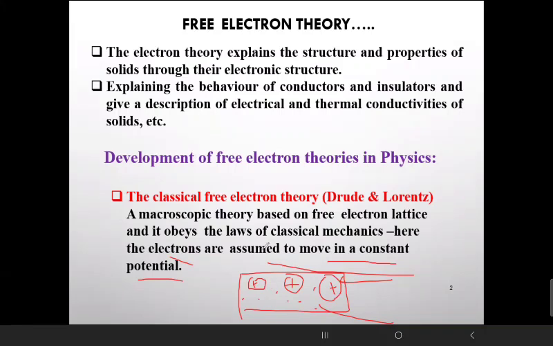Free electron theory can be useful to verify Ohm's law, electrical and thermal conductivities, as well as optical properties of metal. But this theory failed to explain the reason behind the conductivity of semiconductors, insulators, and conductors. So that is the failure of free electron theory. This model is known as the Drude and Lorentz model.